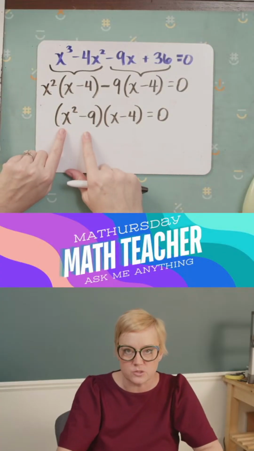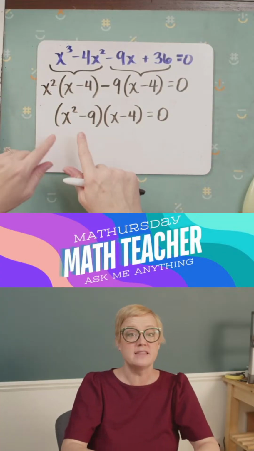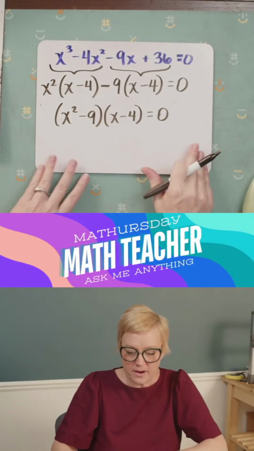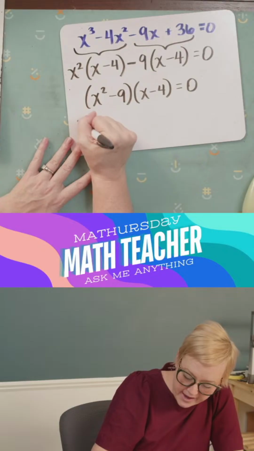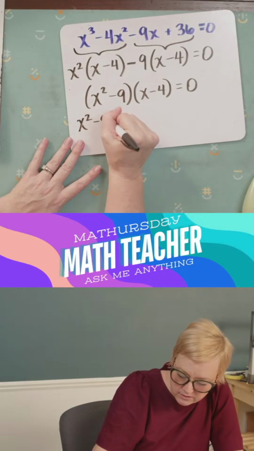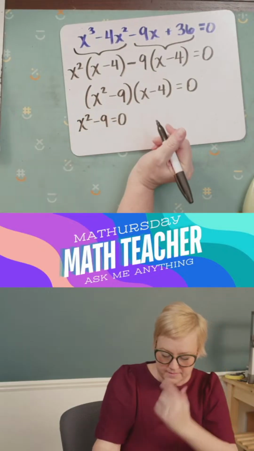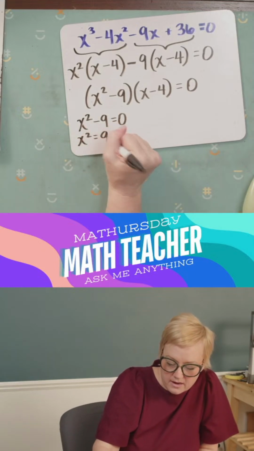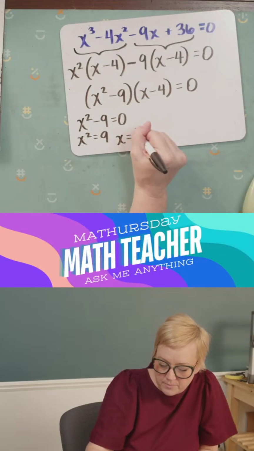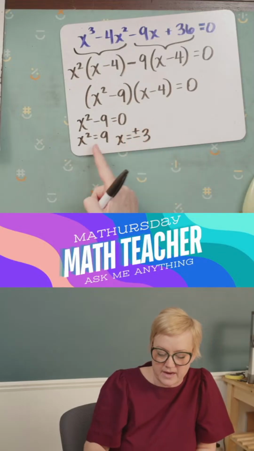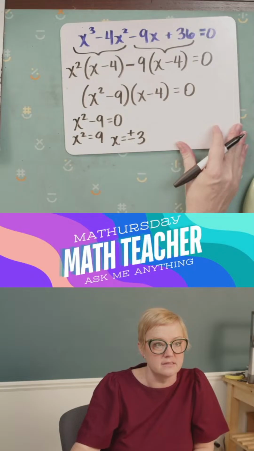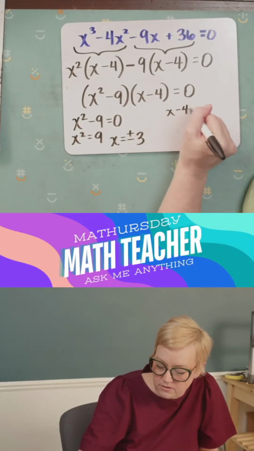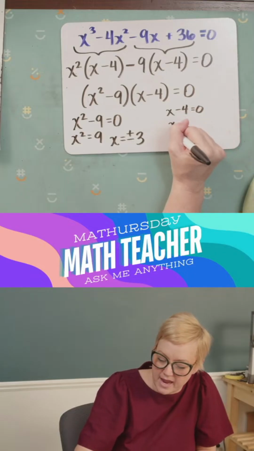Now if this were not x squared minus 9, I could then factor this some more. But what I know is that if x squared minus 9 equals 0, I know that x squared will equal 9. So I know that x is going to be plus or minus 3 because I took the square root of both sides. And then I've got x minus 4 equals 0, that's when x equals 4.